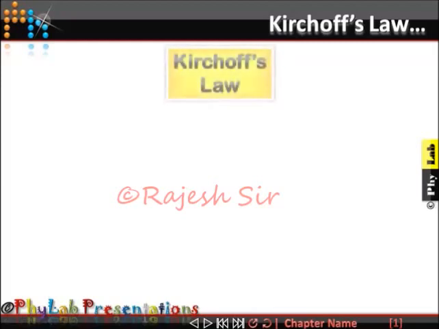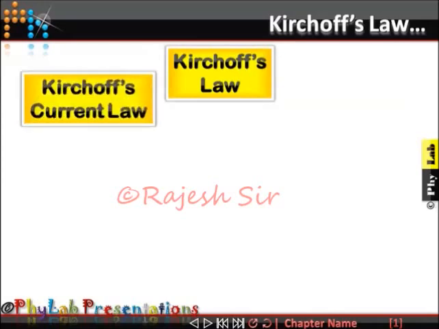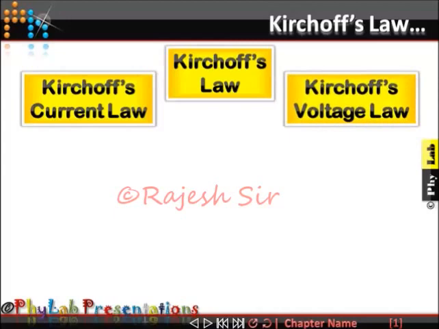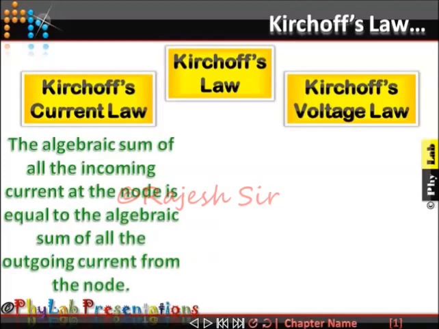Kirchhoff's law consists of two basic laws. One is called Kirchhoff's current law or Kirchhoff's first law, and the second one is called Kirchhoff's voltage law or Kirchhoff's second law. Kirchhoff's current law states that the algebraic sum of all the incoming current at the node is equal to the algebraic sum of all the outgoing current from the same node.